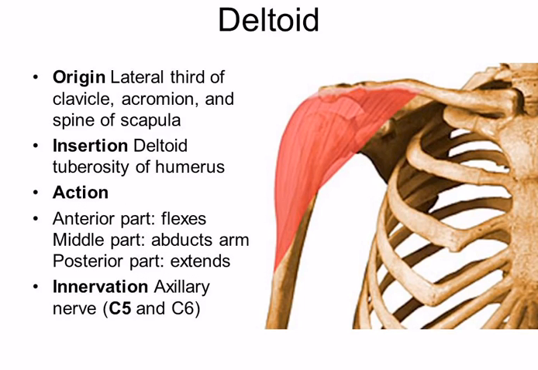Deltoid. Origin: lateral 3rd of clavicle, acromion, and spine of scapula. Insertion: deltoid tuberosity of humerus. Action: anterior part flexes, middle part abducts arm, posterior part extends. Innervation: axillary nerve, C5 and C6.